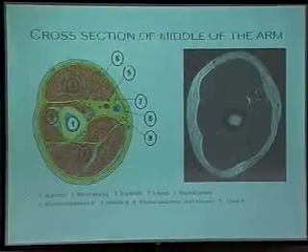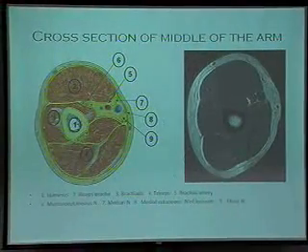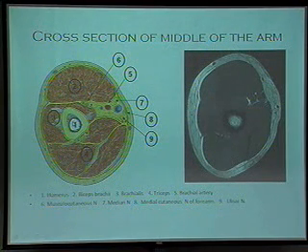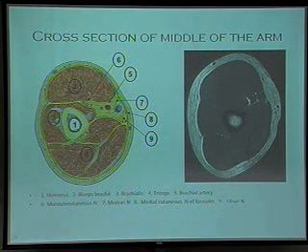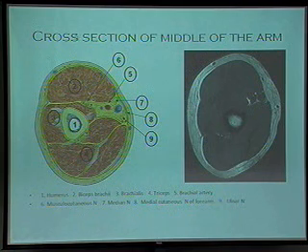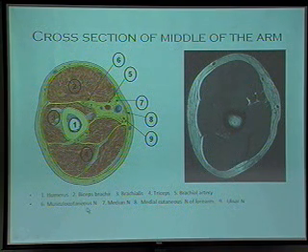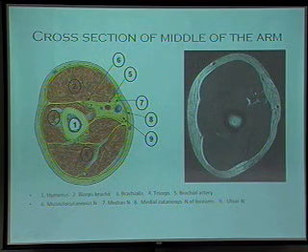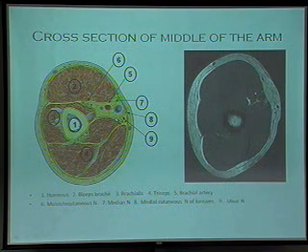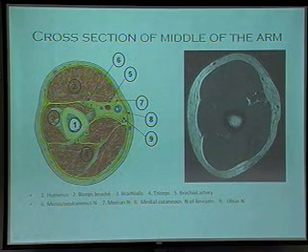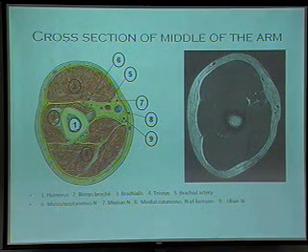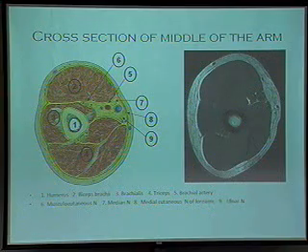Okay, that's the cross section of arm. The bone of arm is known as the humerus. That's the bone, humerus. You see muscles. This is anterior. This is posterior. So we see muscles in front, muscles behind. Medially, you have blood vessels and nerves. So if you take a section of arm here, you're going to find the blood vessels and nerves medially. In front and behind, we have the muscles.